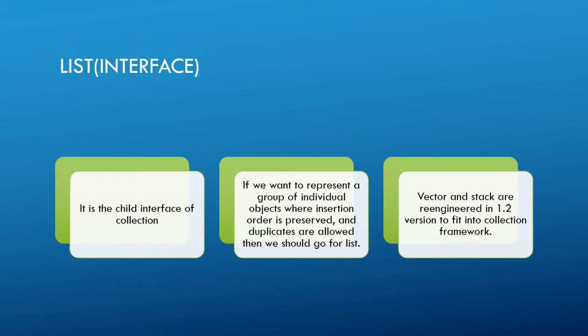List interface. It is a child interface of collection. If we want to represent a group of individual objects as a single entity where insertion order is preserved and duplicates are allowed, then we should go for a list. Vector and stack are re-engineered in version 1.2 to fit into the collection framework.